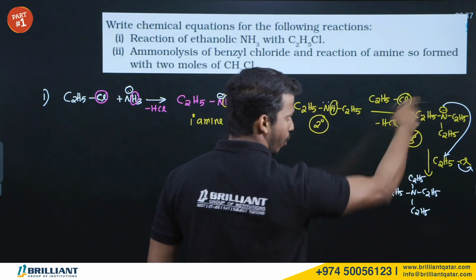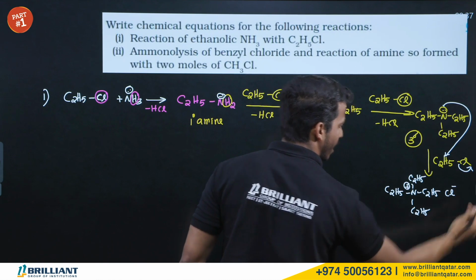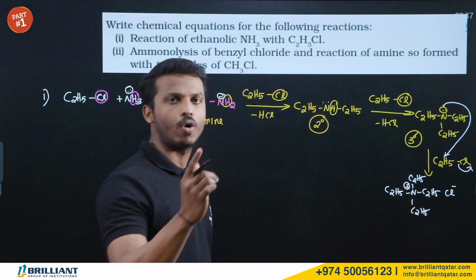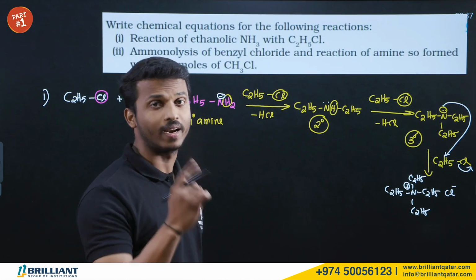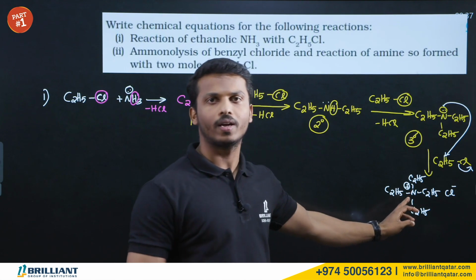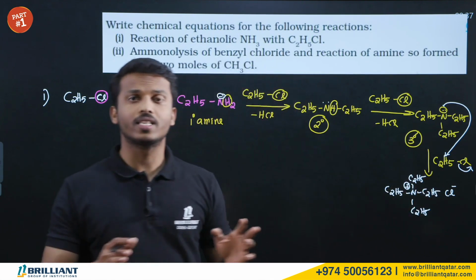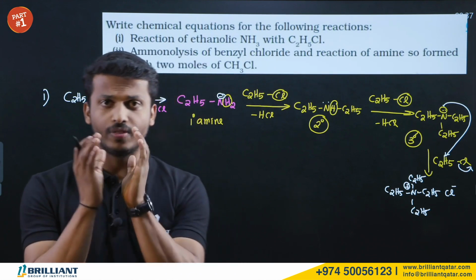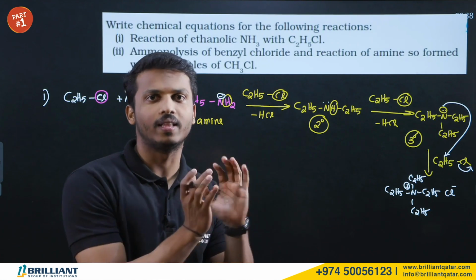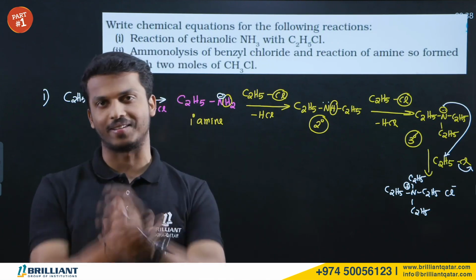Here nitrogen donated a lone pair, so it will get a positive charge, and this chlorine is removed as Cl minus. Here nitrogen is connected to 4 carbon atoms, it is called quaternary. This is primary, secondary, tertiary, and this is called a quaternary ammonium salt. So a quaternary salt will form. So the main demerit of ammonolysis is that if a haloalkane is given with ammonia, the reaction will continue up to quaternary, if they have not specified the amount of reactants.